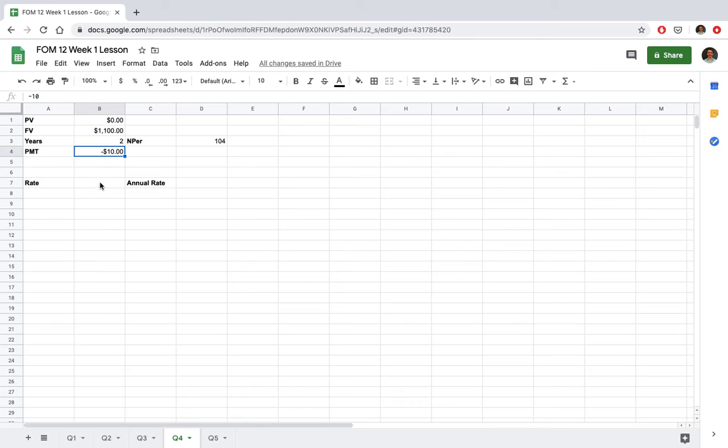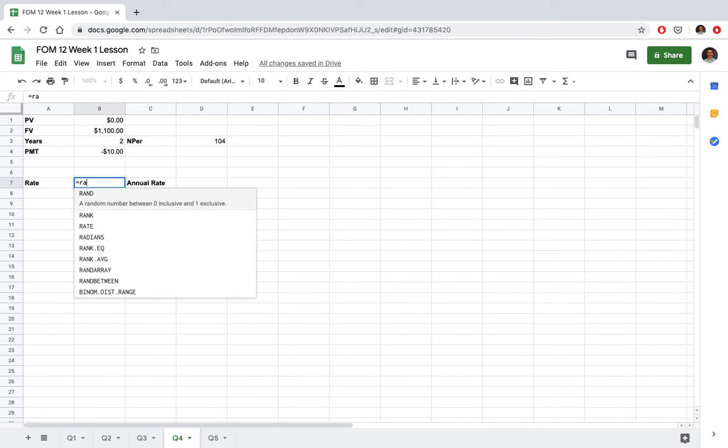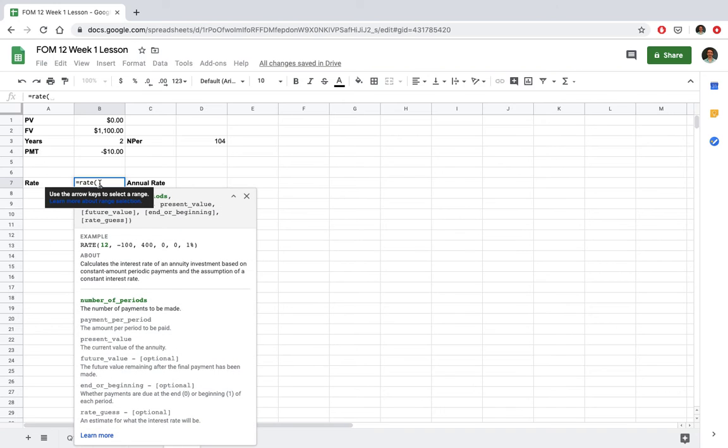To calculate our rate, we use the rate function, so equals RATE, open brackets. We hit the number of periods, payment per period, present value, future value, and in this case, we want to put in if it's the end or the beginning. Like it said, it's at the start, so this needs to be a 1. Now there's one more option here that you'll see, rate guess. So you can actually put in a guess for what you think the rate is going to be.